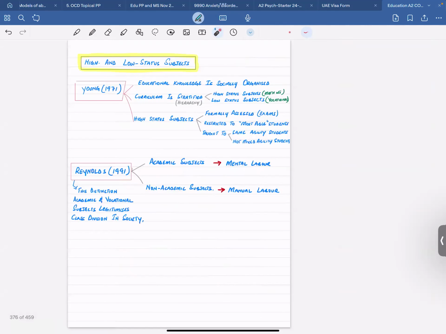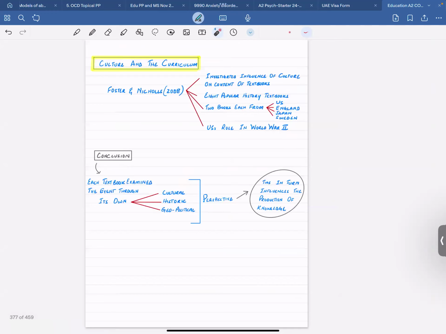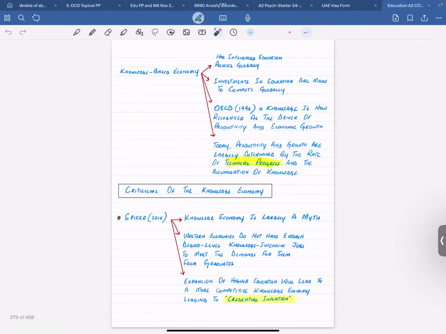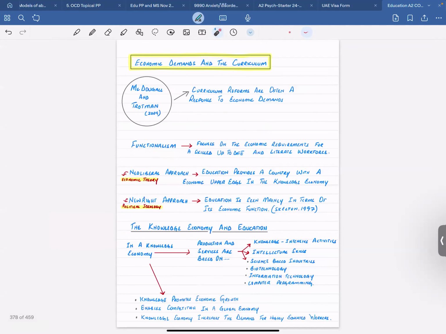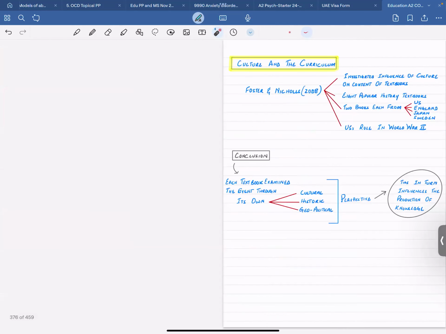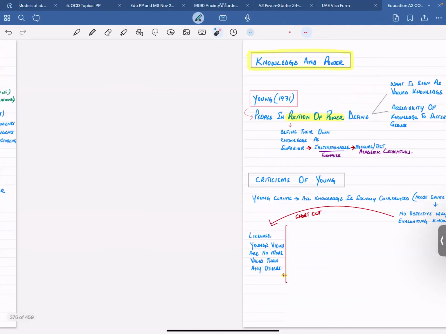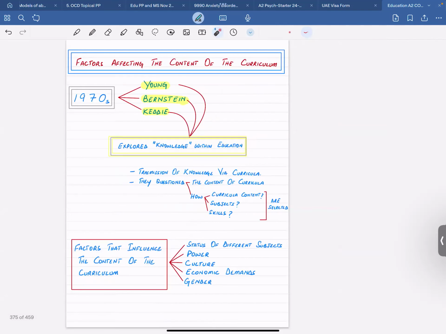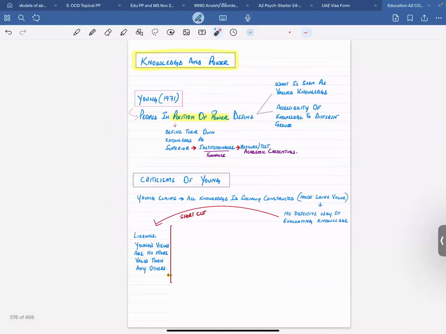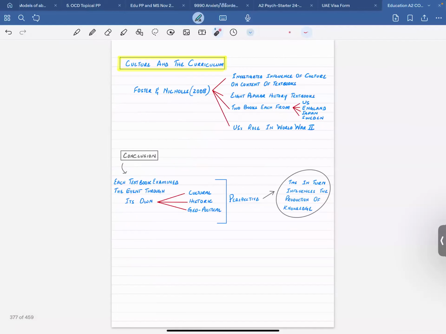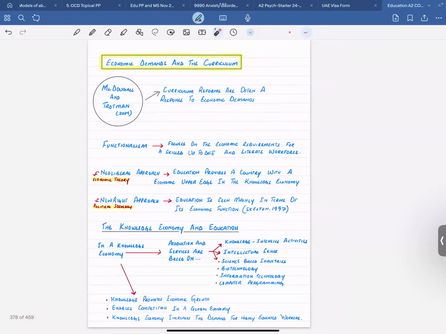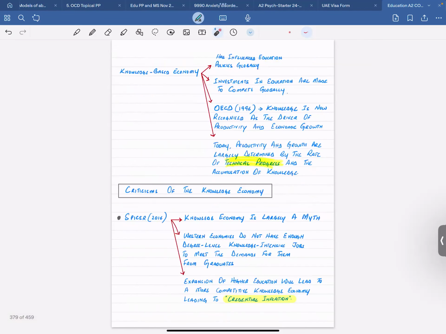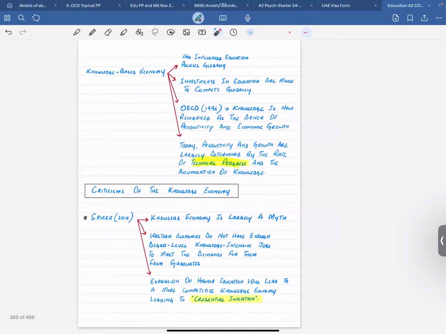Whenever we talk about language codes, the first thing that should occur to you is Basil Bernstein. Having a look at what Basil Bernstein had to say about this. I shouldn't be misplacing it here. So where did it go? Basil Bernstein. Let me have a look. Here you go. You could write down about Basil Bernstein.